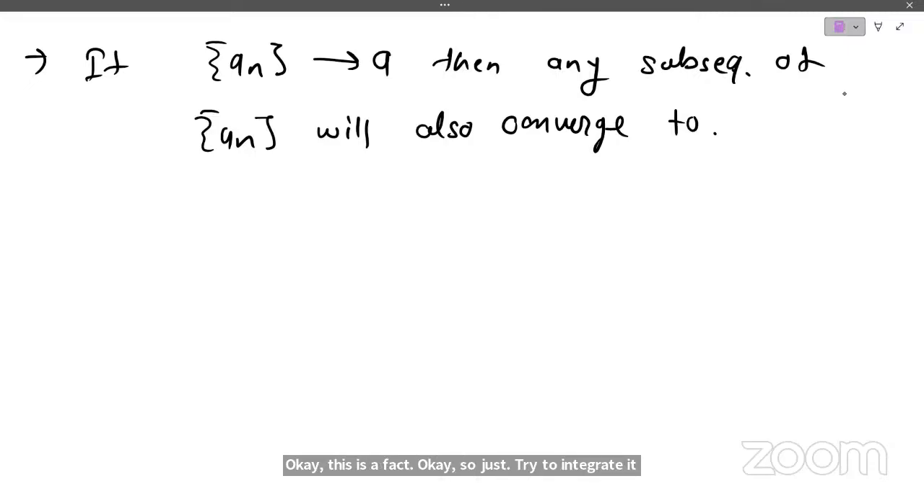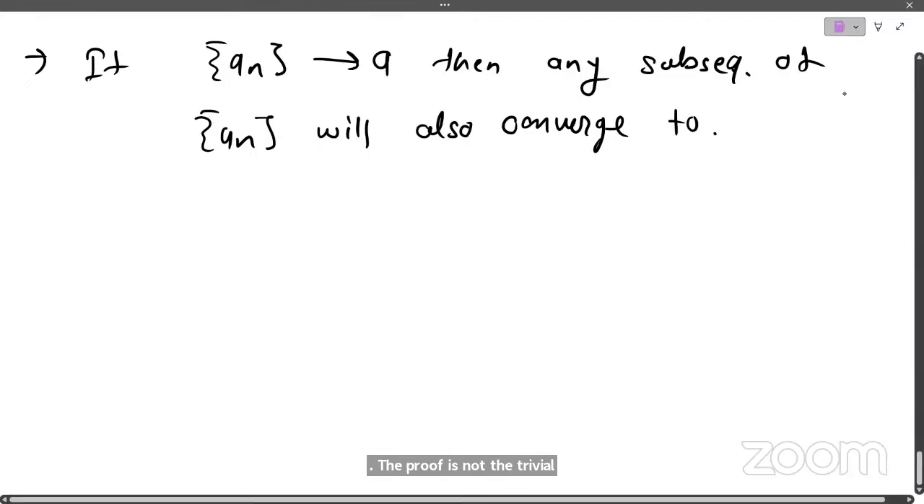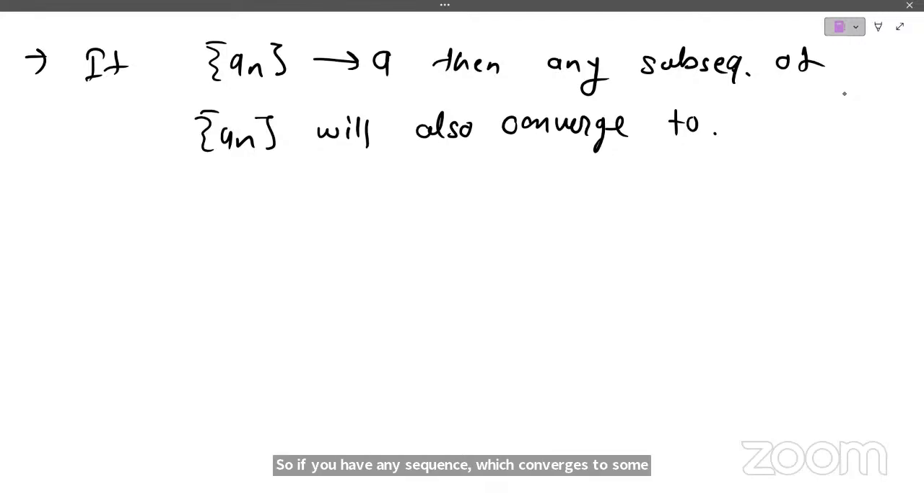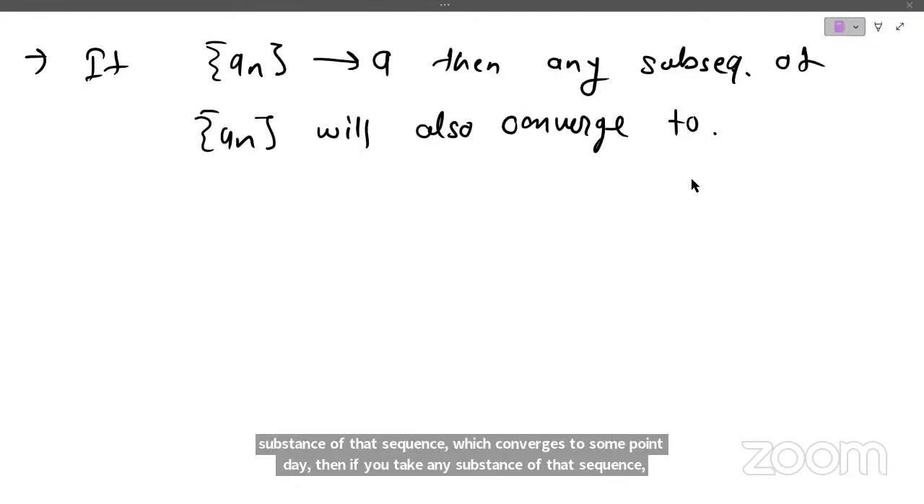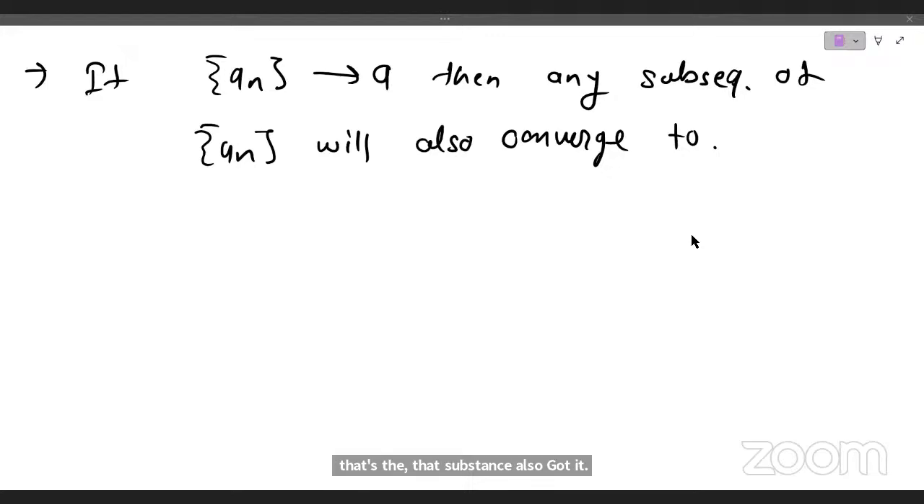The proof is not that trivial. So if you have any sequence which converges to some point A, then if you take any subsequence of that sequence, that subsequence also converges to that point A. Got it? Now here we have a question. What do they ask in the question? That the sequence an is convergent, correct? No, it is not convergent actually.